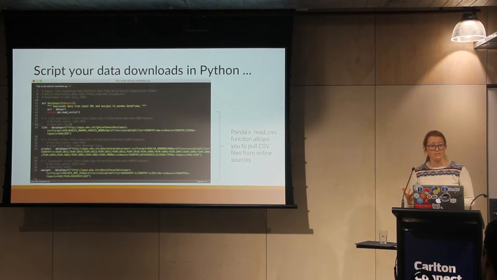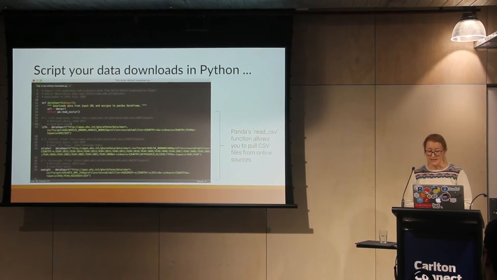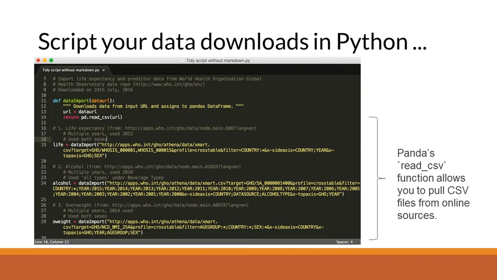So one of the best ways to get around this in both Python and R is to include your data download as part of your script. So you can see here we have a Python script, and I've used the pandas function read CSV to read the exact URL that I want into a data frame, and that eliminates any confusion that I have about what data I actually used.